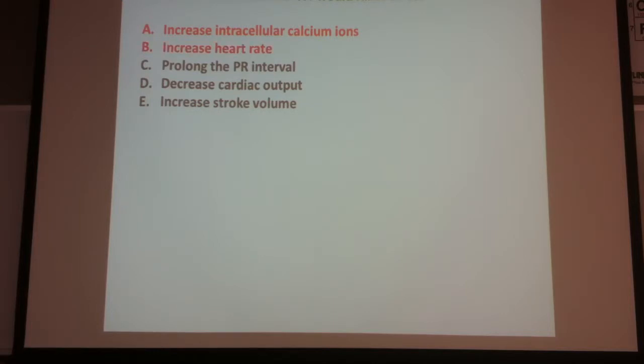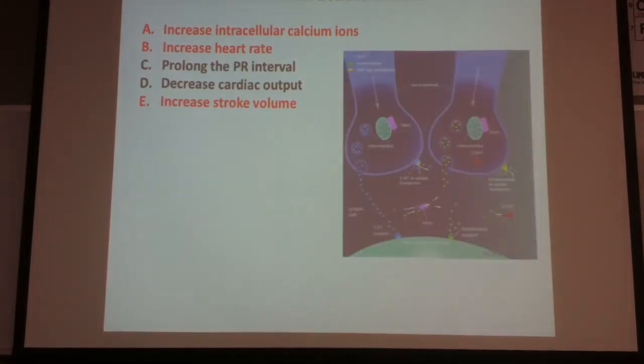Would there be a prolonged PR interval? No. Would there be a decrease in cardiac output? No. Increase in stroke volume? Yes. Because of those calcium ions. Okay? This is just showing the MAO.